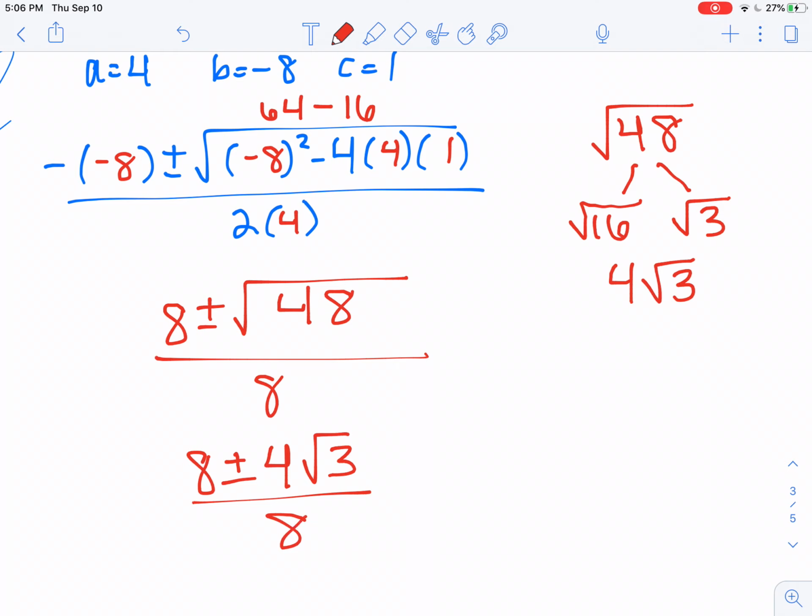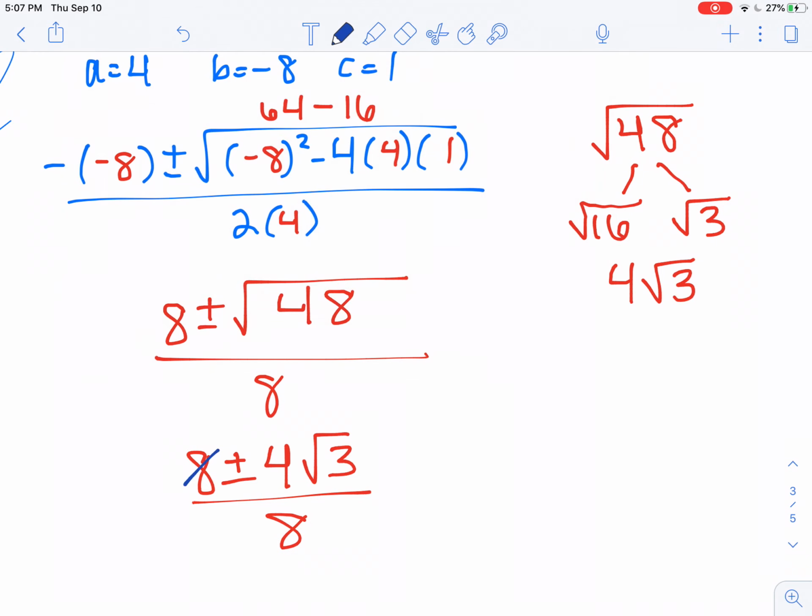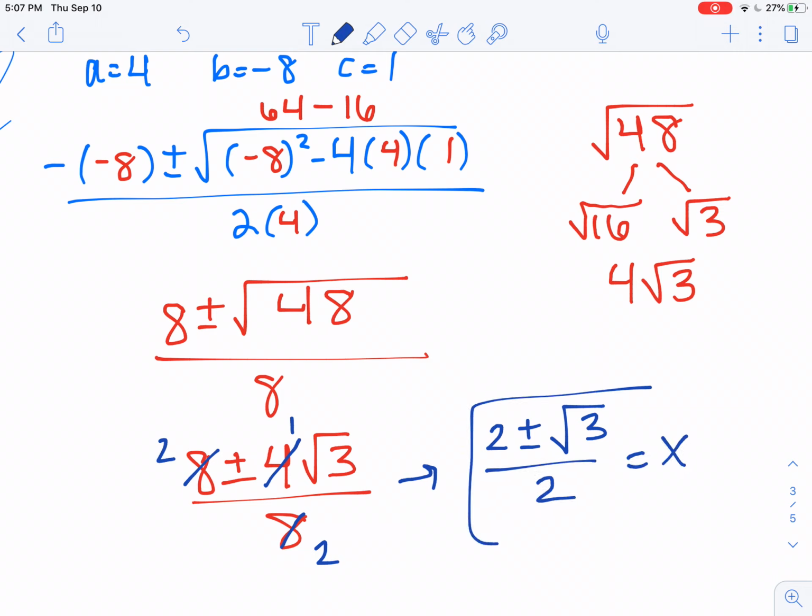We've simplified the radical. Now the last thing to do is see if I can simplify the fraction. So remember, we look in 3 places: the number out front, the number in front of the radical, and the denominator. Is there a GCF between all 3? Yeah. 8, 4, and 8 are all divisible by 4. So I'm going to simplify them by dividing by 4. I get 2, 1, and 2. So when I simplify this, we get 2 plus or minus the square root of 3 over 2. And there's our solution. So that's what x equals.